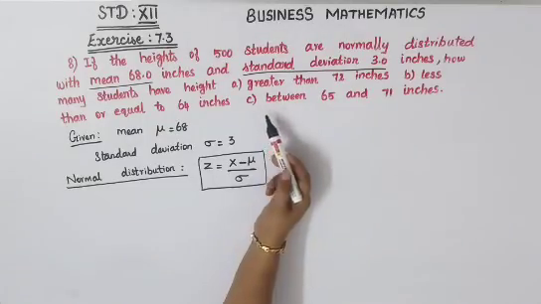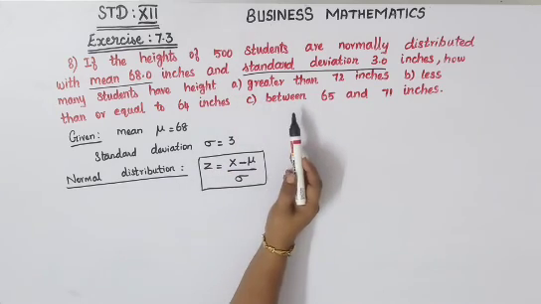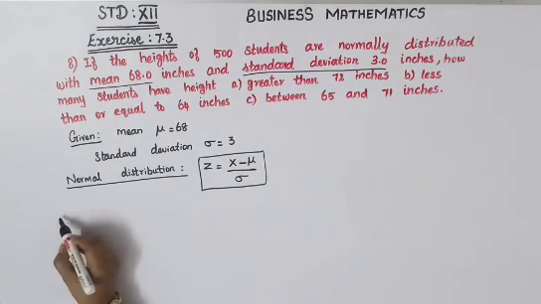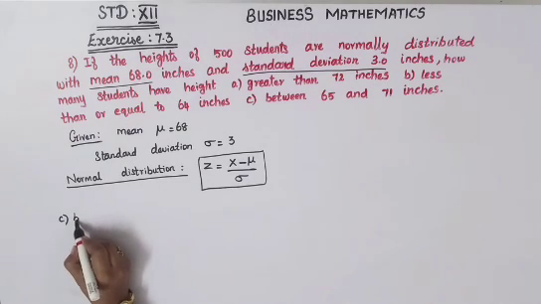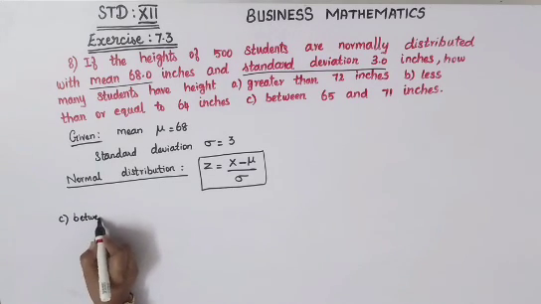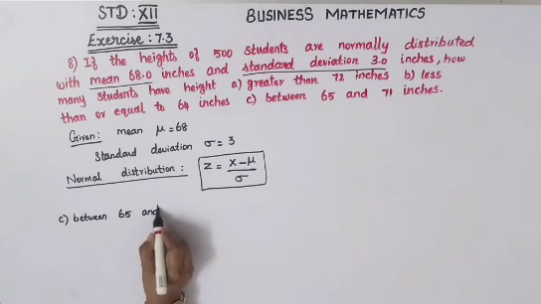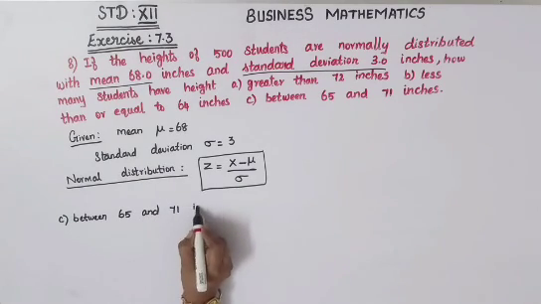C subdivision, that is students having height between 65 and 71 inches. Okay, so C, between 65 and 71 inches.